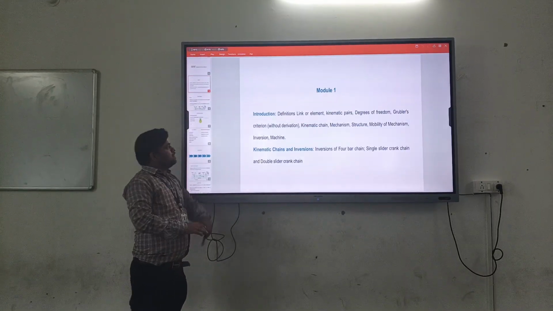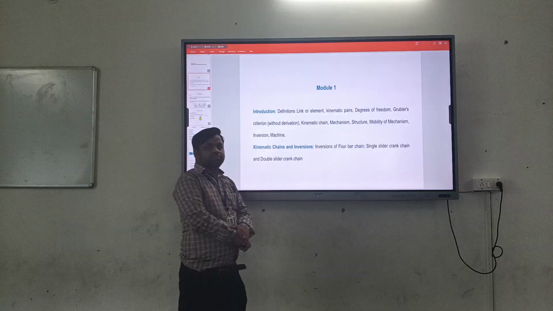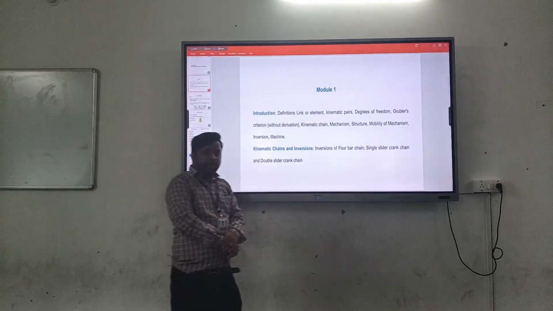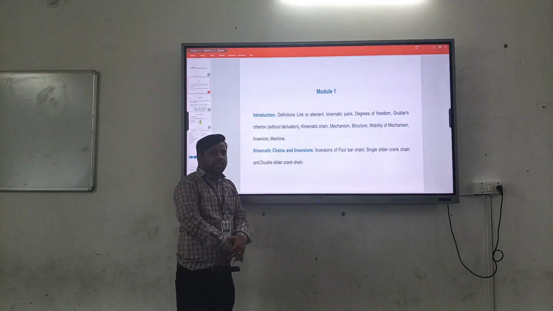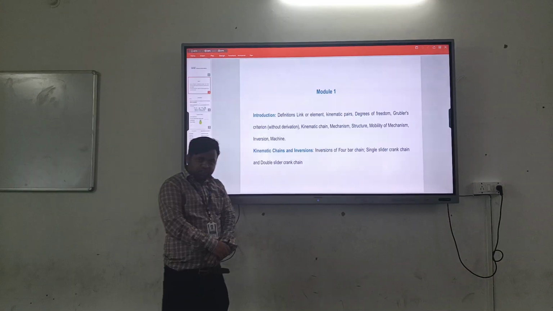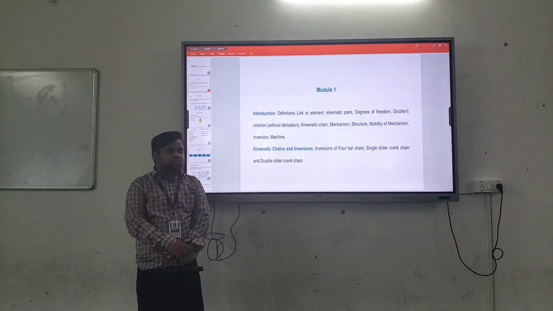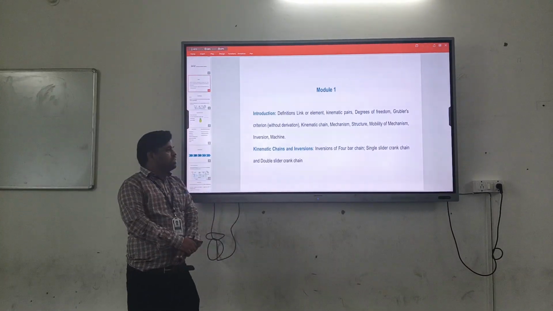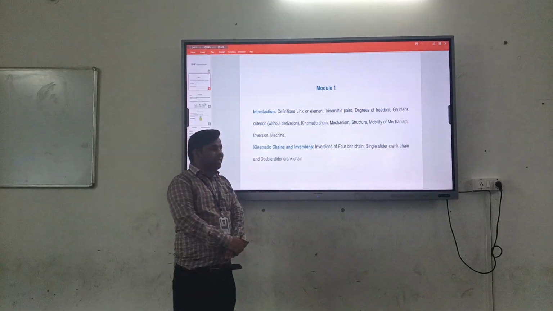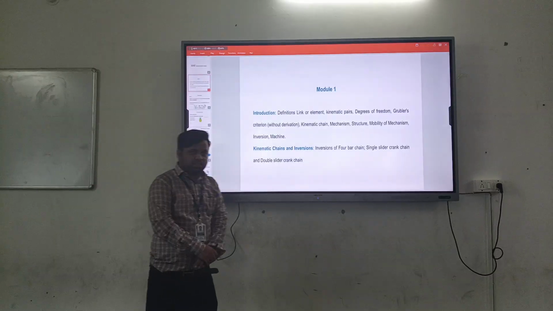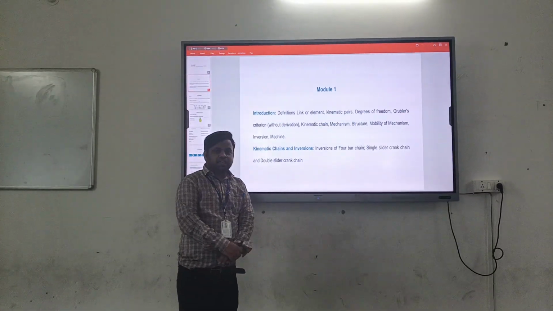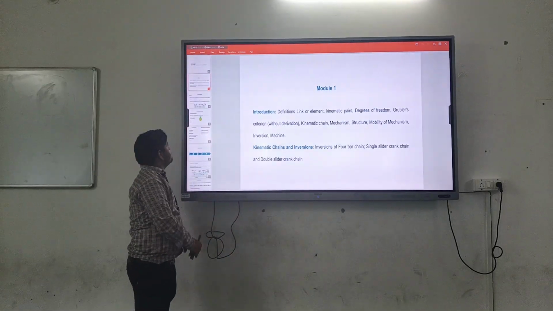Here we start with the introduction, which includes the definition of links, element, kinematic pairs, degrees of freedom, kinematic chain, mechanism, structure, and inversion of machines. The second unit is kinematic chains and inversions, which includes inversion of 4-bar chain, single-sided chain, and double-sided chain.